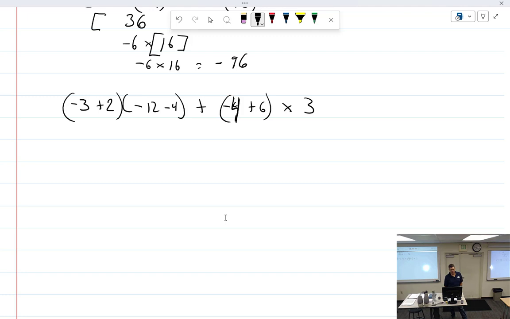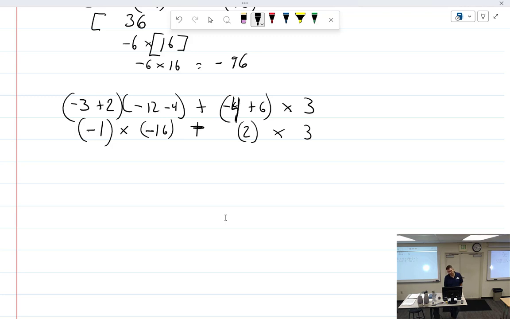All right, what's first? Parentheses. -3 plus 2 is -1. That's going to be times -12 minus 4, which is -16. So we have -1 times -16 plus -4 plus 6, plus 2 times 3.